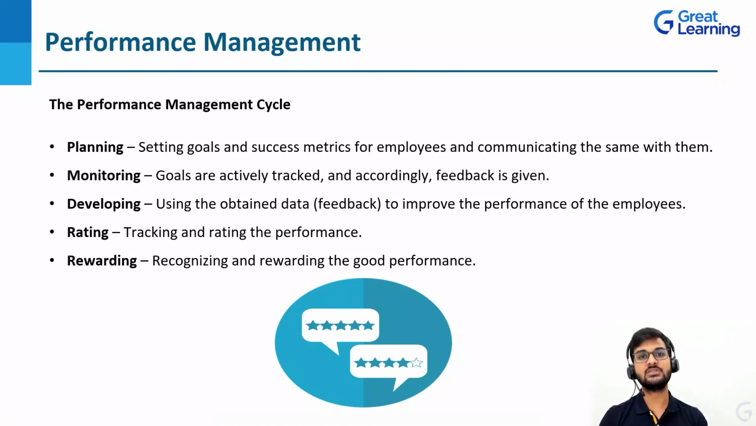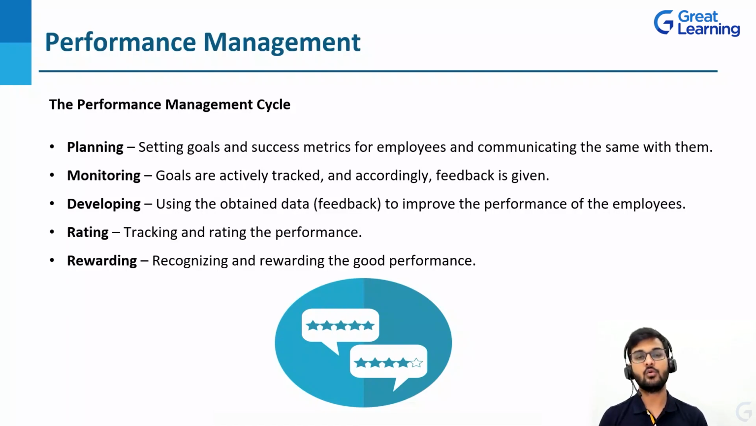Now let's see how this performance management cycle actually works. In this, point number 1 is planning. Whenever you're talking about performance management, the first step is setting goals and success metrics for employees and communicating the same to the team. Expectations should be very, very clear. What are you expecting from those employees? What are the goals that they need to work towards? What is their vision? All of those things should be very, very clear when you are talking to the employees. So you have to set the goals and communicate those goals to the employees.